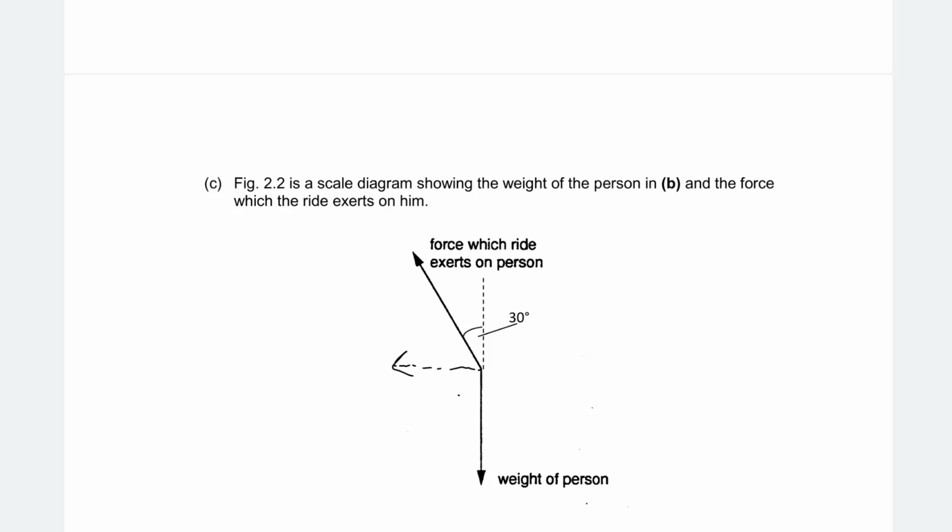If you think about it, another way of thinking about it is that the force which the ride exerts on the person is going to have two components. It's going to have a vertical component that's going to just cancel out the gravity, and we'll also have a horizontal component which will be providing the centripetal force. So the resultant force will actually be a little bit smaller, but it will just be along here. So this here is our resultant force.